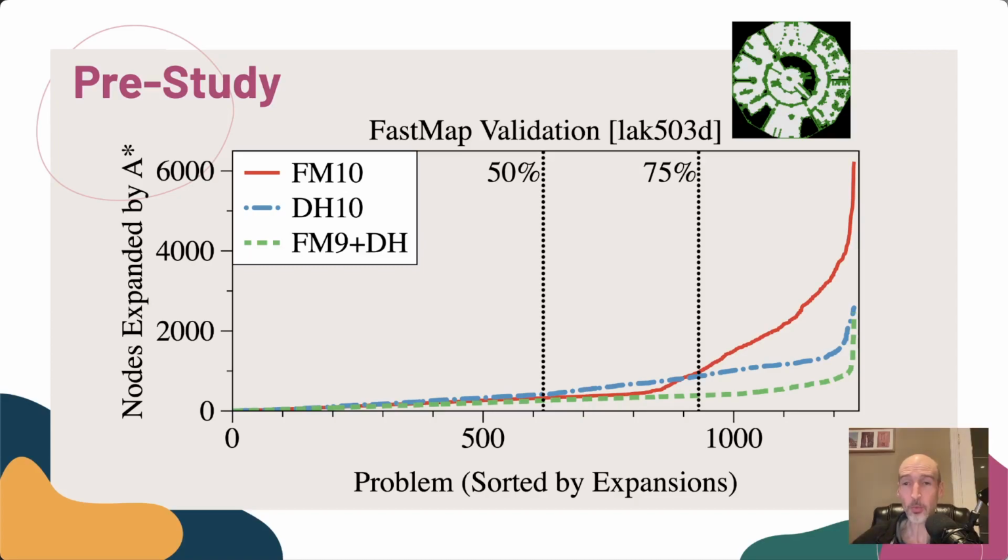However, on the last 25% of problems, FastMap does significantly more work than differential heuristic does. And this is because there's a long tail of very, very hard problems that FastMap doesn't do well on. We can also see here on this distribution that FastMap with a differential heuristic actually does much better on this particular map. And so that's just a hint at the performance we're going to see in a moment.